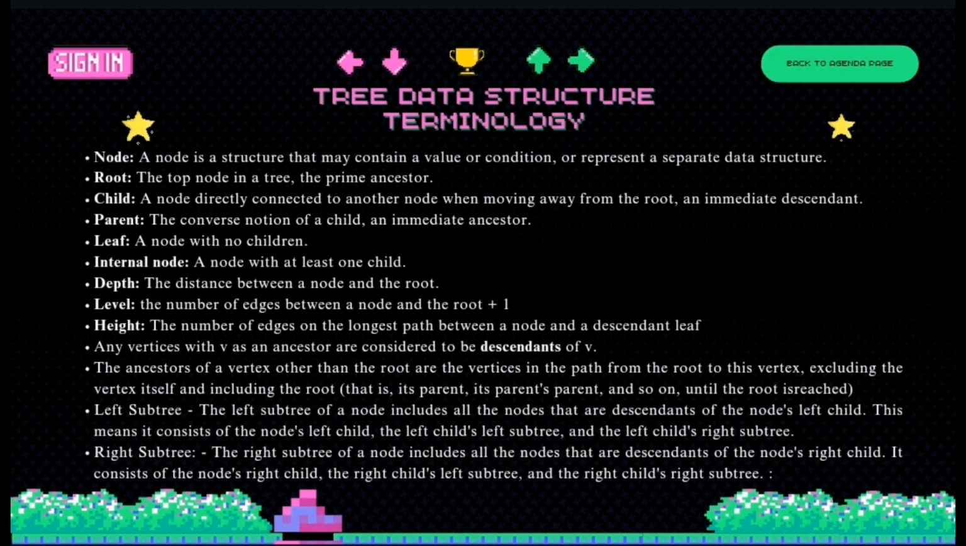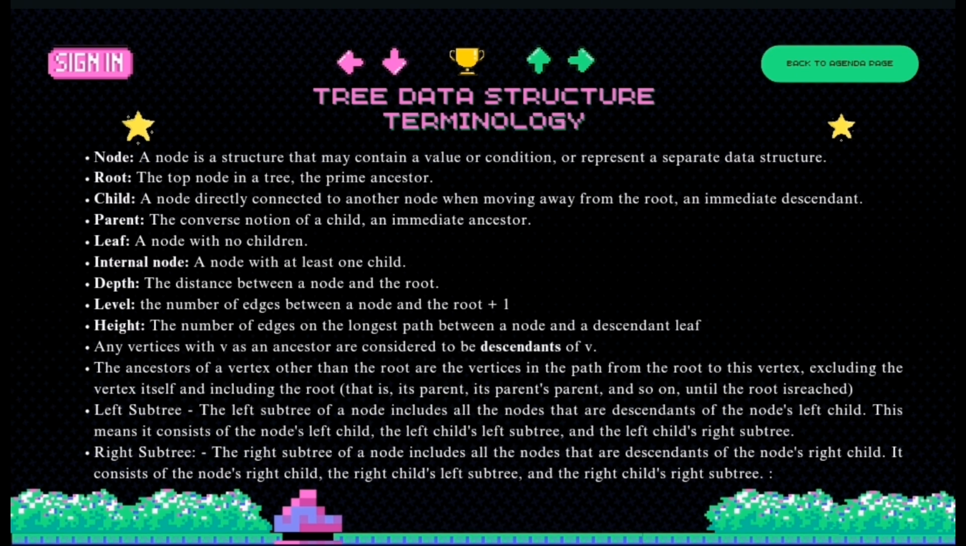The tree data structure terminology. The first is the node. A node is a structure that may contain a value or condition or represent a separate data structure. The next one is the root, the top node in a tree, or the prime ancestor. The next one is the child, a node directly connected to another node when moving away from the root, an immediate descendant. The next one is the parent, the converse notion of child, an immediate ancestor. The next one is leaf, a node with no children. The next one is internal node, a node with at least one child.